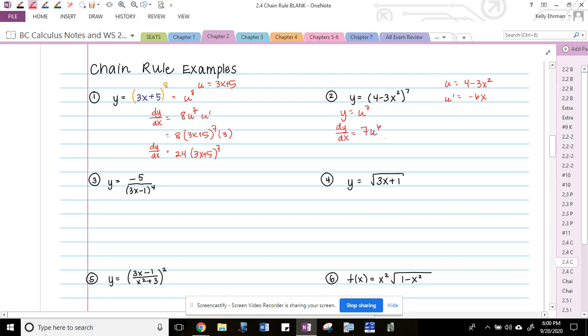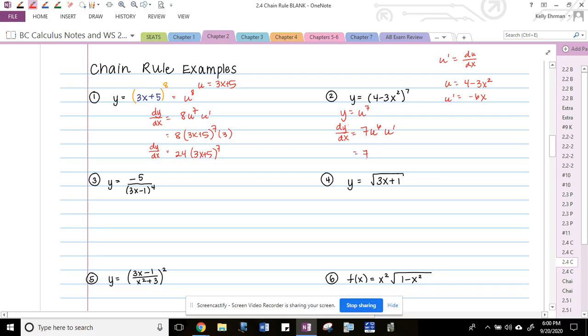And then the thing that you have to be careful of is we're not taking the derivative of y with respect to u. We're not finished here. We're taking it with respect to x. So now we need to multiply by u prime because u prime is the derivative of u with respect to x. That's why all of this is working. We take the derivative of y with respect to u, multiply that by the derivative of u with respect to x, and that leaves you with the derivative of y with respect to x.